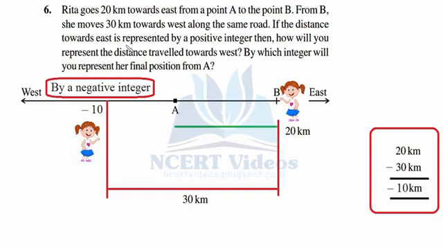Now if the distance towards east is represented by a positive integer, this is positive as you also depict in the number line. In the case of the number line, these are your directions: NEWS, north, east, west, south. Now how will you represent the distance traveled to the west? Well, obviously it would be negative, as we have in the number line.